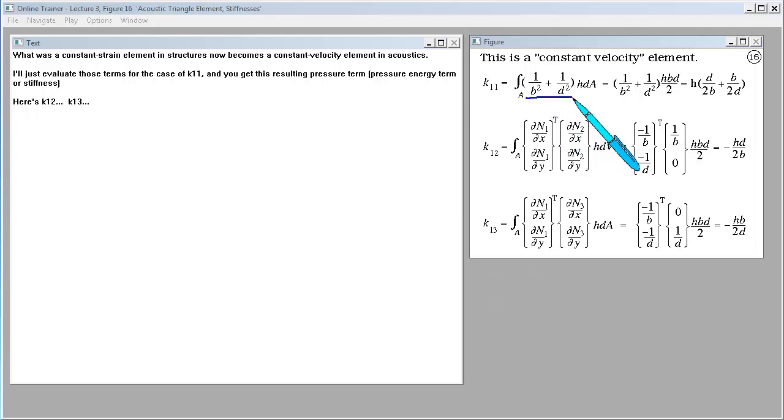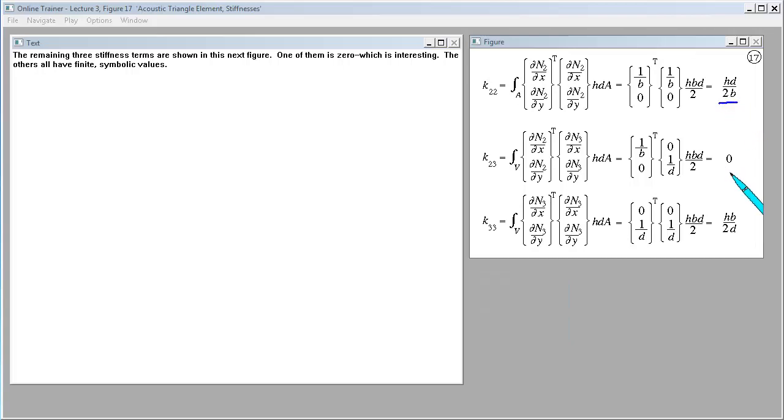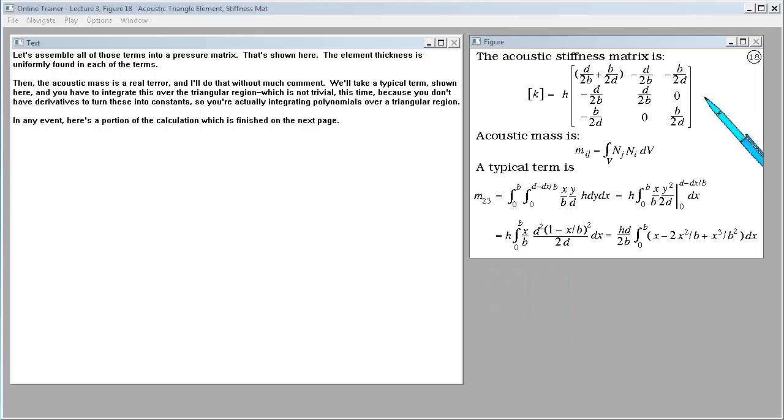I'll just evaluate those terms for the case of K11, and you get this resulting pressure energy term, or stiffness. Here's K12, K13. The remaining three stiffness terms are shown in this next figure. One of them is zero, which is interesting. But the others all have finite symbolic values. Let's assemble all of those terms into a pressure matrix. That's shown here. The element thickness is uniformly found in each of the terms.